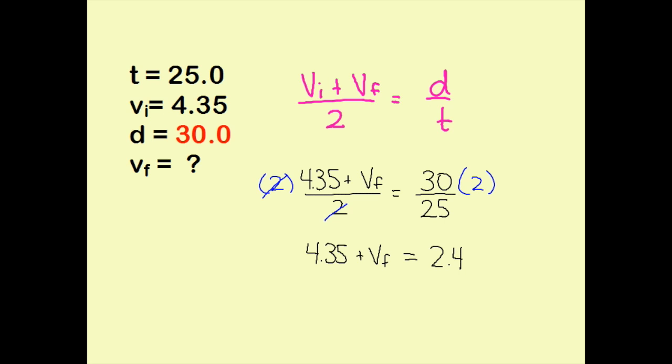To get the final velocity by itself, I need to get rid of this. They're added together, so I need to subtract to get them apart. So I'm going to subtract 4.35 from both sides. And I get that v final is negative 1.95.